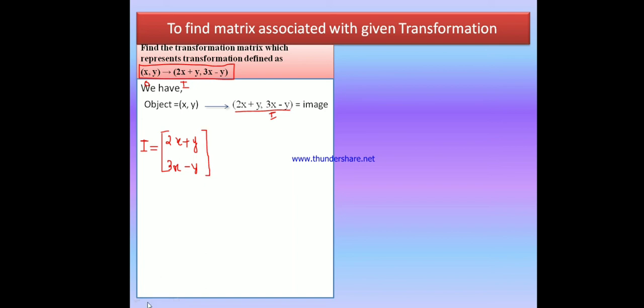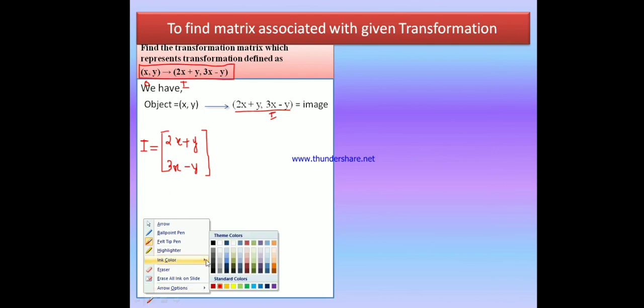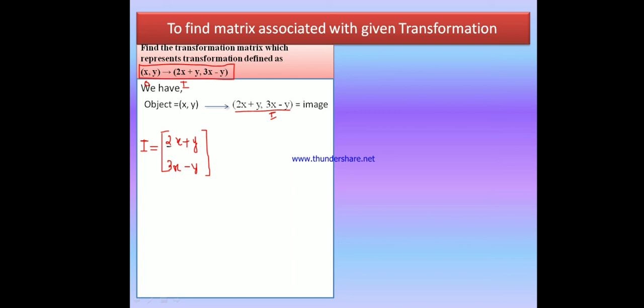Now here no need to keep a 0, because here x also exists and y also exists in the first element as well as the second element. So exactly you have to write its coefficient. Here you can use that blue ink I have used. 2 is the coefficient of x, 1 is the coefficient of y for the first element, 3 is the coefficient of x, and minus 1 is the coefficient of y for the second element.